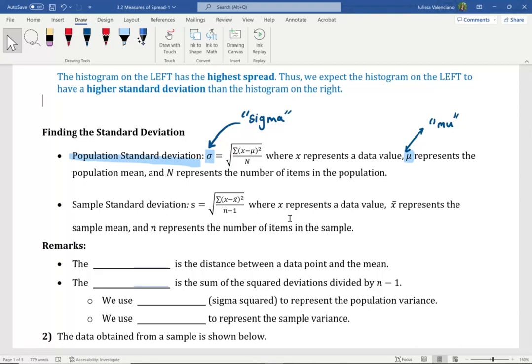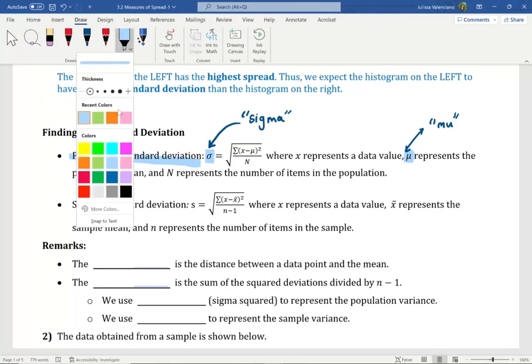Now, in this lesson, we're not going to compute the population standard deviation because we don't have data coming from the population. And this is going to be the case for the whole quarter. We're not going to have real data coming from a population. Remember, statistics are computed from looking at a sample, and so that is the focus of our class.